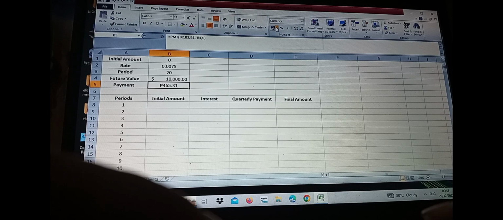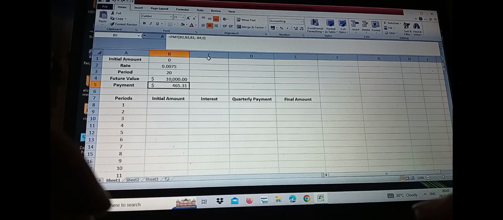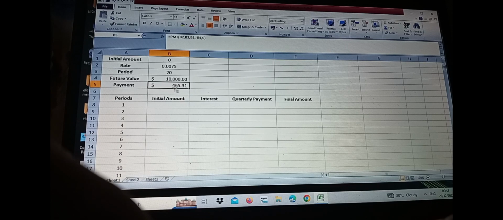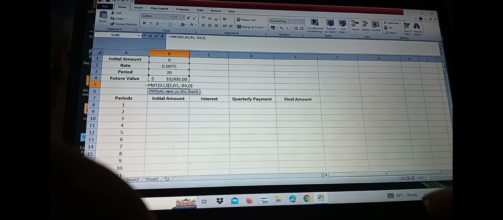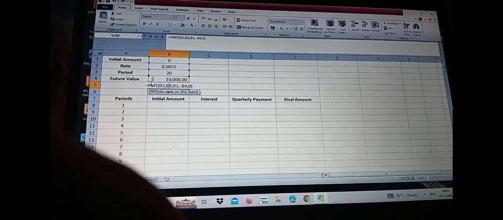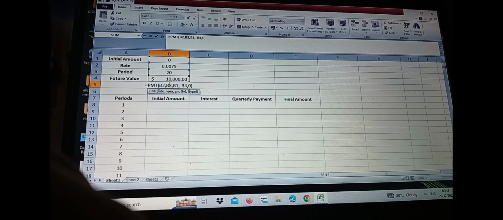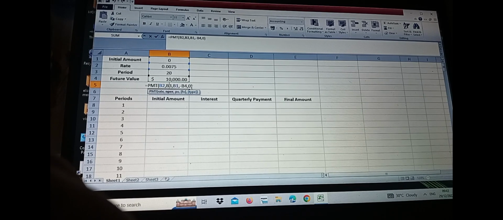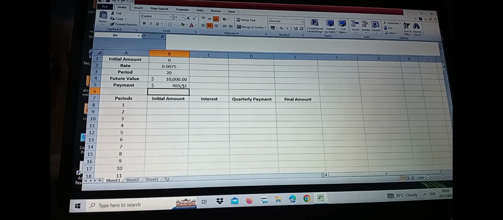Then we have the payment which is 465.31, and we get this by typing PMT, and then open parentheses, then click the rate. Next is the period, and then the initial amount, and then negative future value, and then 0. Then close parentheses and then enter. So we have 465.31.